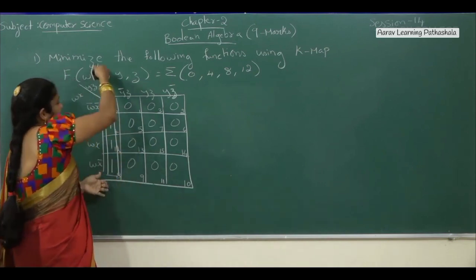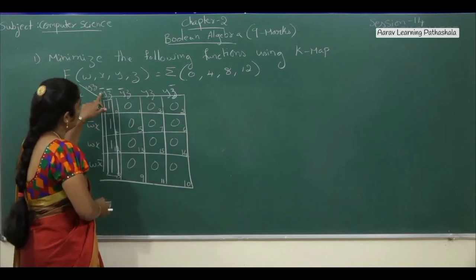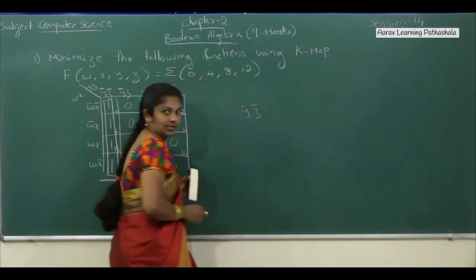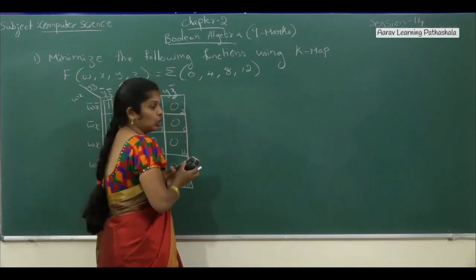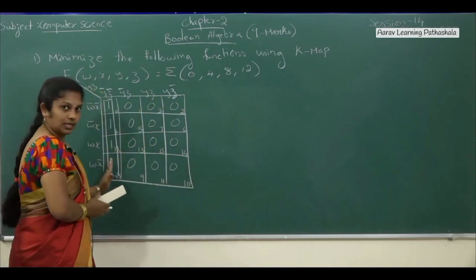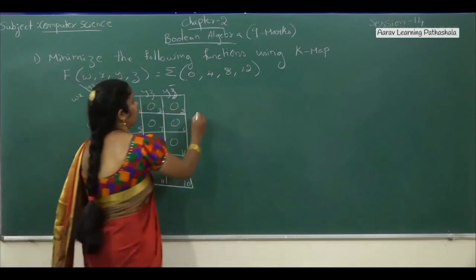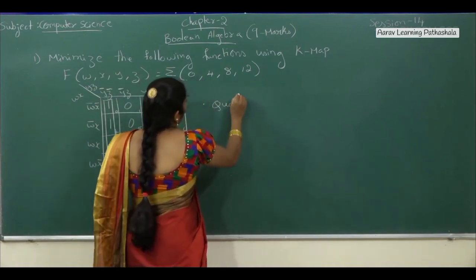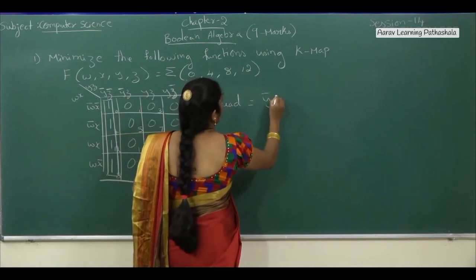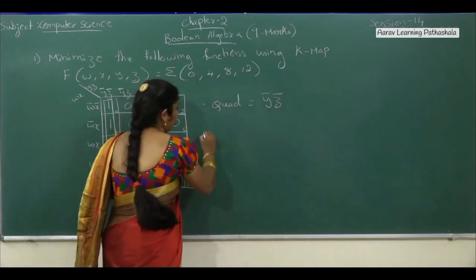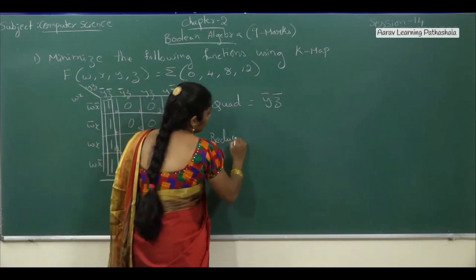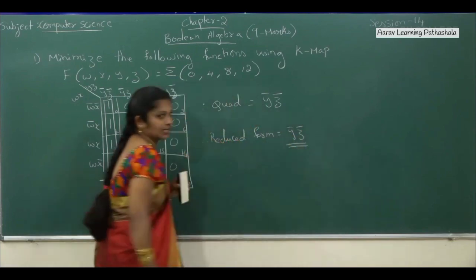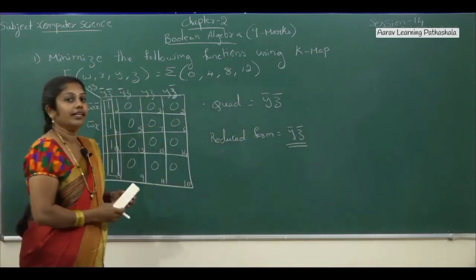The remaining, next I have to take column-wise. Under the column, Y bar and Z bar are there. This is a quad value. Therefore, check which values are there and write down the corresponding value. Therefore, quad equals Y bar Z bar. Therefore, the reduced form equals Y bar Z bar. This is the reduced form of the given expression.